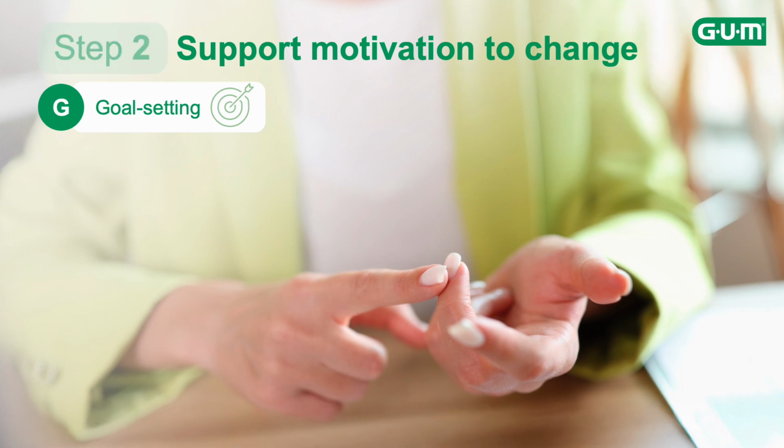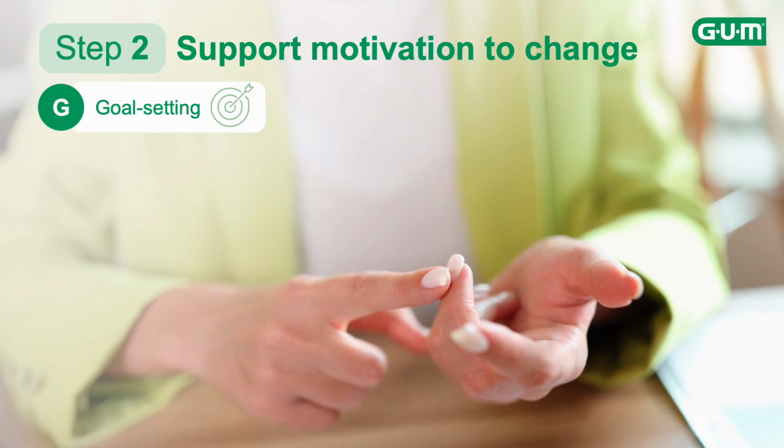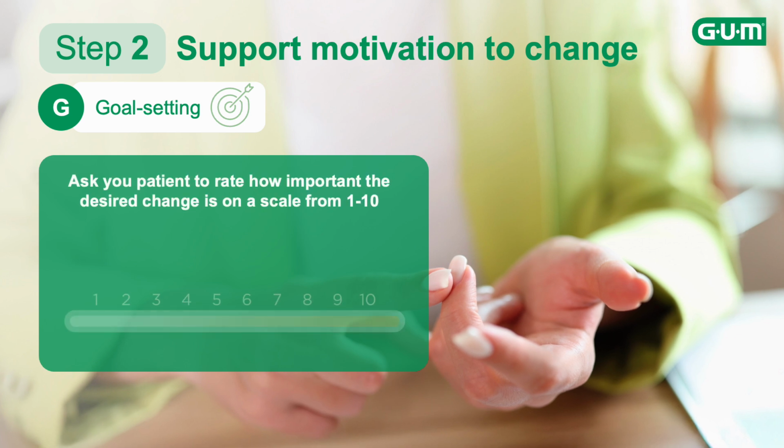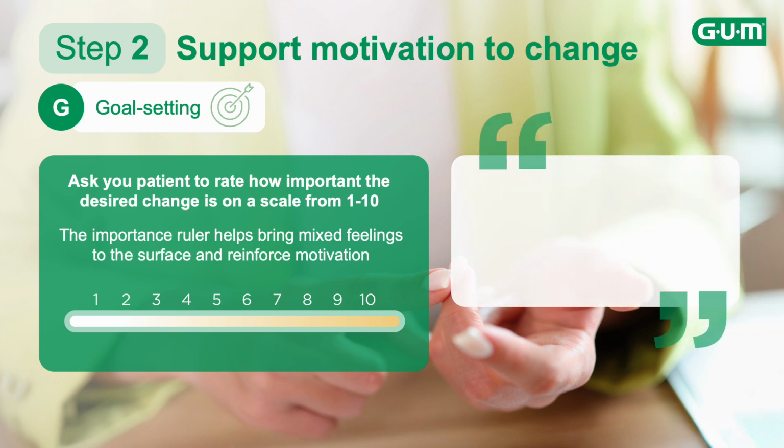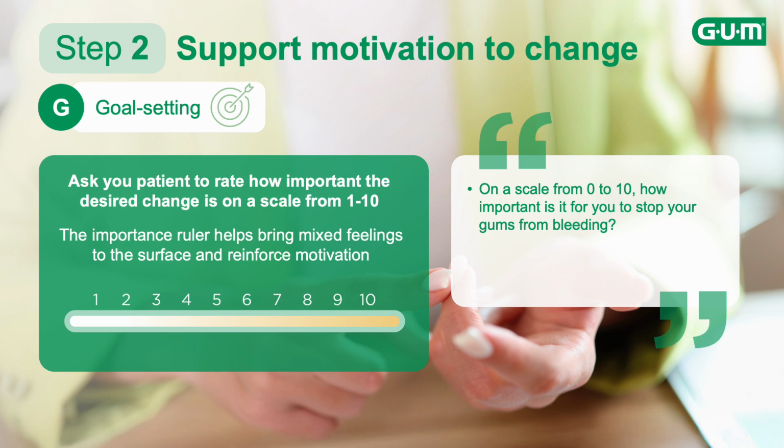Now that we have explored a goal, the next step is to develop motivation. One way to do this is by using an importance ruler, a simple tool that helps patients explore how much they value a change. You can ask, "On a scale from 0 to 10, how important is it for you to stop your gums from bleeding?" Let's say they answer 6. Instead of trying to push them to a higher number, try asking, "Why 6 and not a lower number?" This gets them talking about why they care about the goal, helping them build their own motivation without feeling pressured.